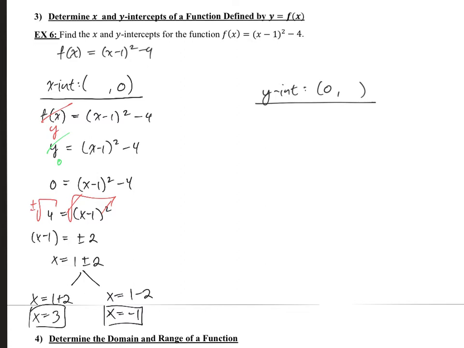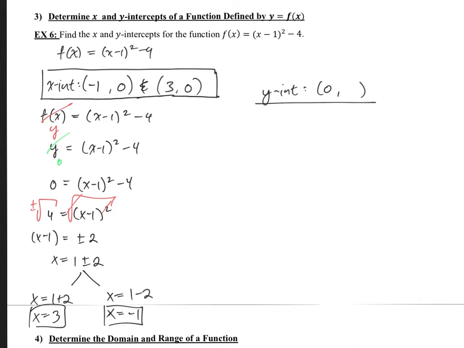But we're not going to leave this as this, because remember, we're looking for a coordinate set. For our intercepts, we always write them as a coordinate set. All right, so we have negative 1, 0, and we actually have 2, 0. Exciting, it's like twins. And, oops, that's actually 3, 0. Not a 2, it's a 3. And there we go, our two x-intercepts.